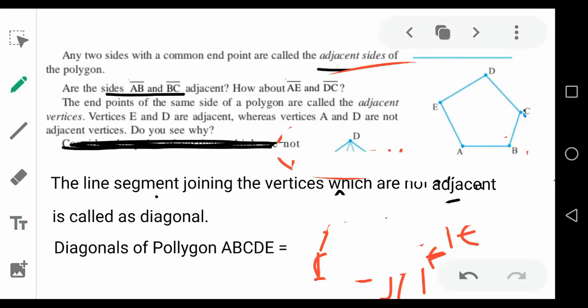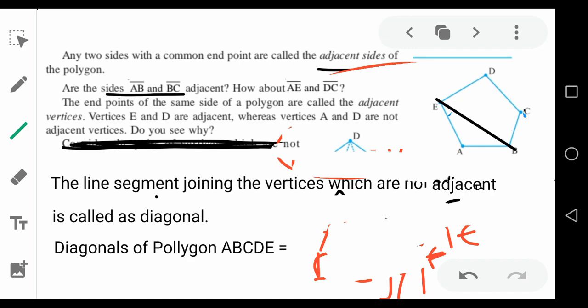So for example, same way vertices can be adjacent and not adjacent. So E and A, they are adjacent because they are nearby. So these are the adjacent. Non-adjacent, so which two vertices will be non-adjacent? This E and this B, they are not adjacent, they are not nearby, they are opposite. So if you are joining these two vertices, we will get a diagonal. Okay, if you are joining not adjacent vertices, you will get a diagonal. I'm going to join from E to B. So this is a diagonal.